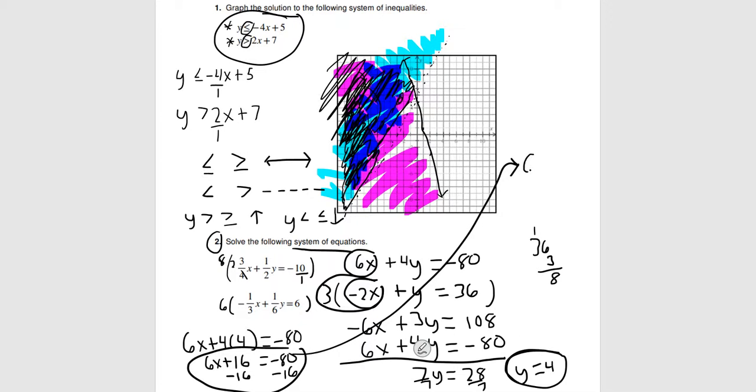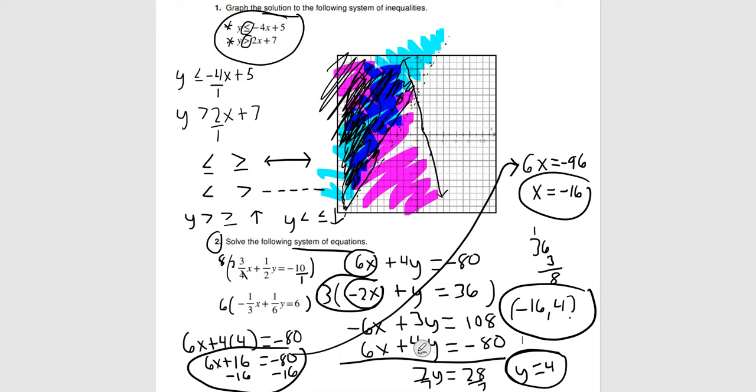So that's going to give us 6 times x equals -96. And if we take 96 and divide by 6, we get 16, -16. So -96 divided by +6 is a -16. So we know that the solution to this system is -16, 4. That's where these two lines are going to cross each other.